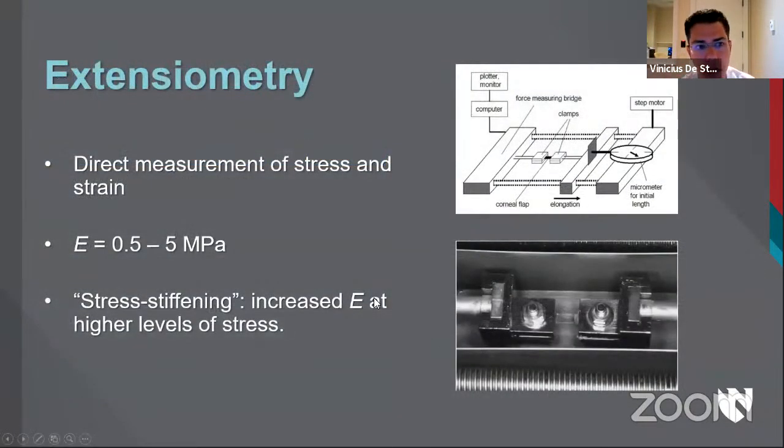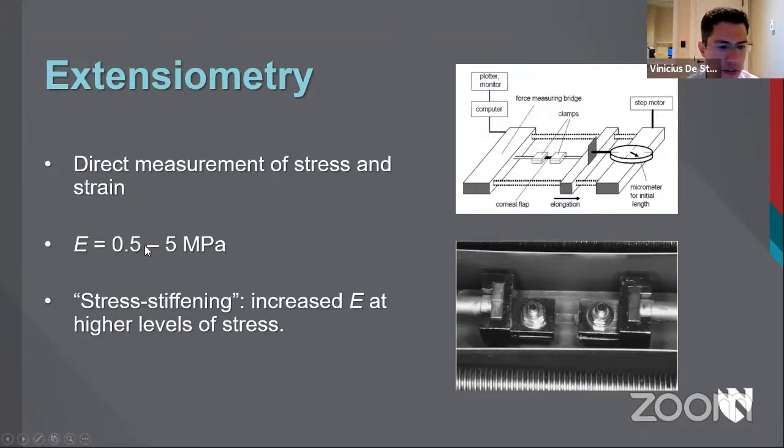So when we are studying biomechanics in the lab, extensiometry is still the major method to study any tissue, because you can directly measure Young's modulus. So you're literally stretching the piece of tissue that you have, and you measure the stress, you measure the strain that you're causing, and you have the Young's modulus of that tissue. And the reported values vary anywhere between 0.5 to 5 megapascals.